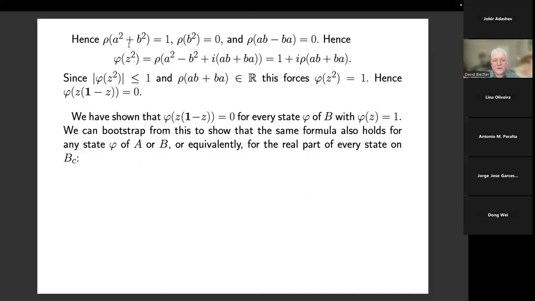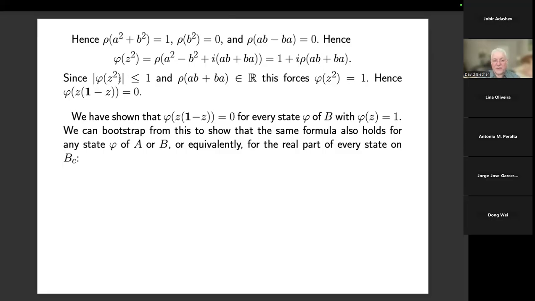That gives us that rho of a squared plus b squared is 1, and I'll skip these computations, but eventually we write phi of z squared. Now this does make sense in your original Jordan algebra. We can write it as 1 plus i times the value of rho at ab plus ba. This, of course, is a complex number.